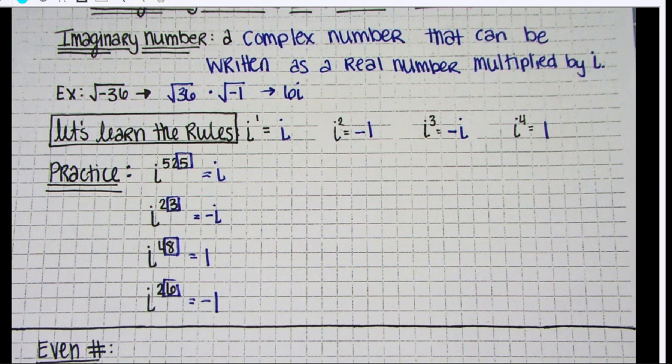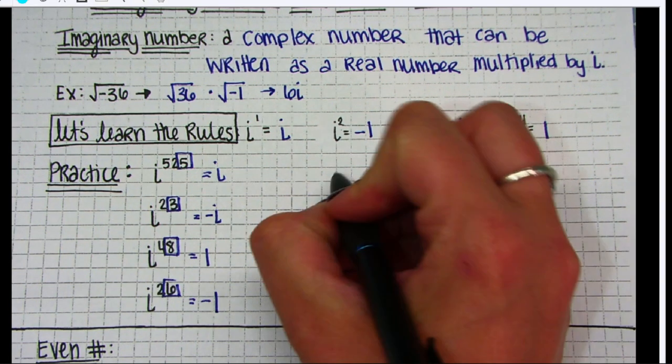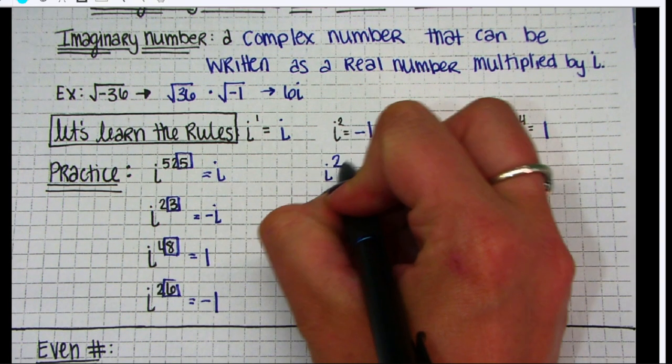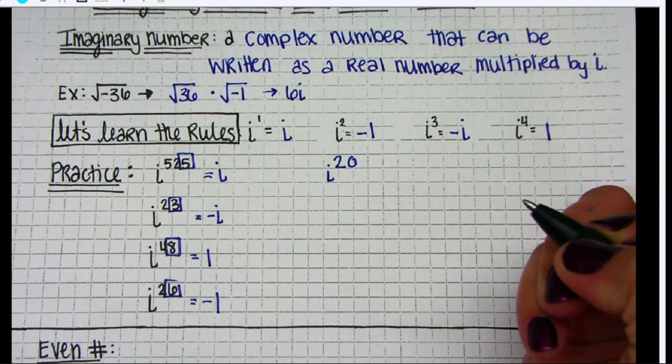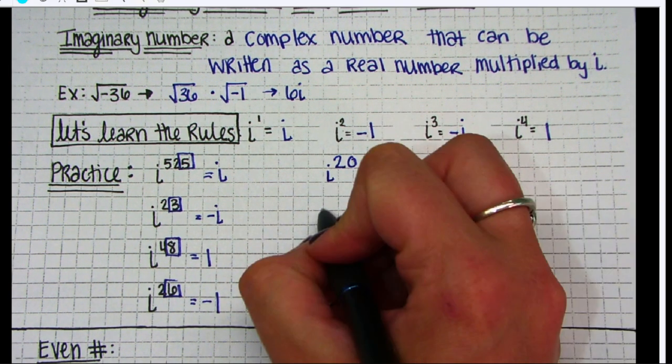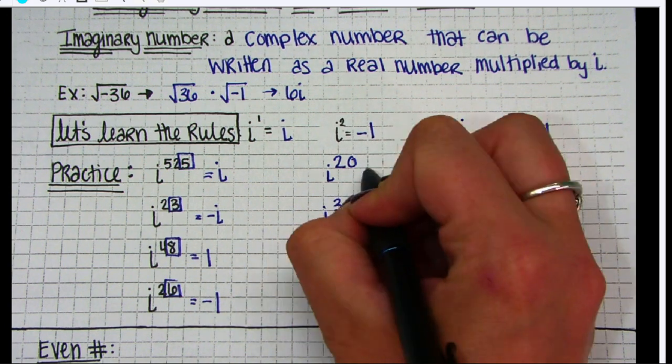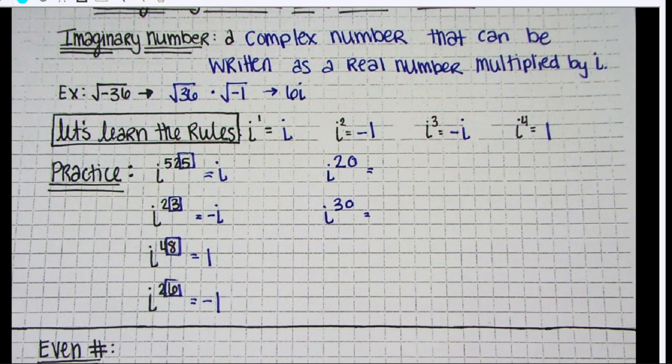So the way we're going to do this, let's do some practice. We'll do i to the 20 and i to the 30. We'll do 2 practice problems. Your calculator can usually handle small exponents. It doesn't get overwhelmed with tinier exponents. So you could try to type it in your calculator. It'll probably work. Or we can practice using division.